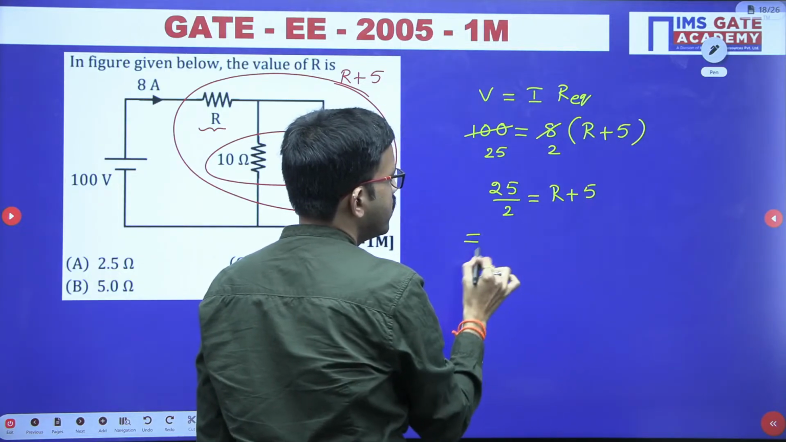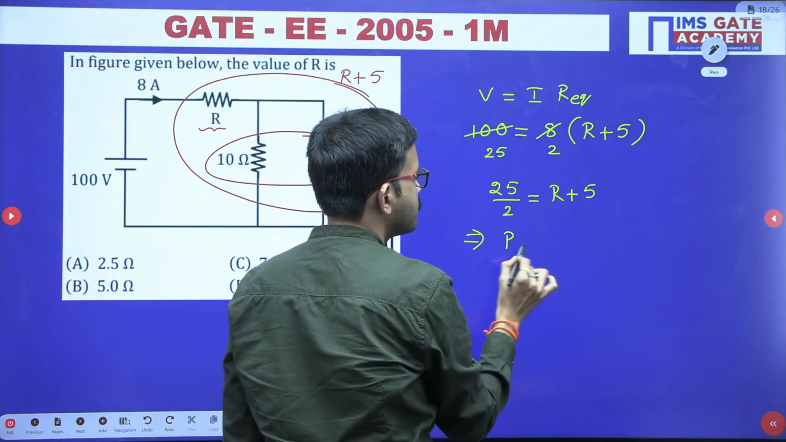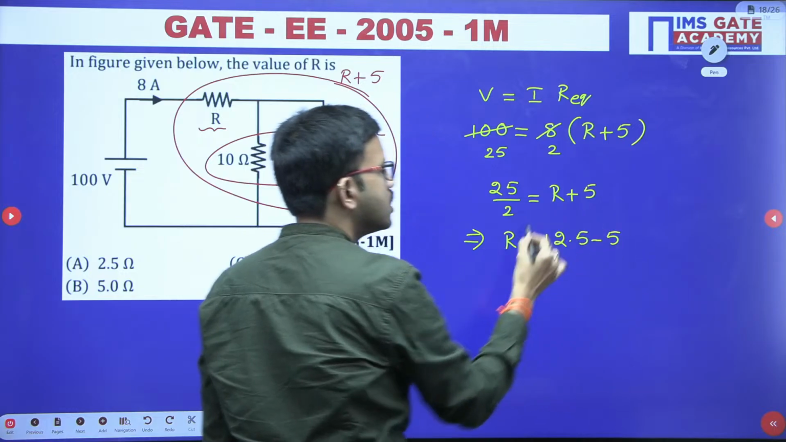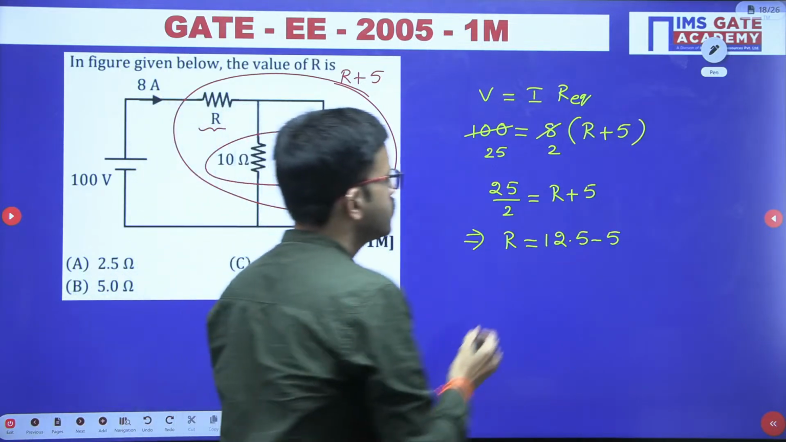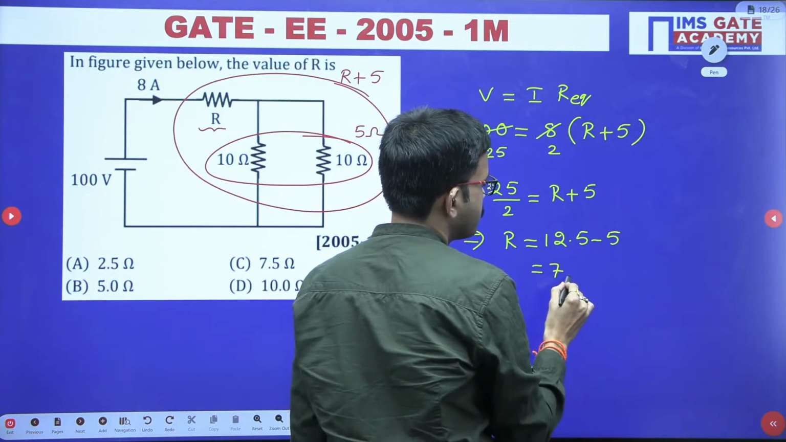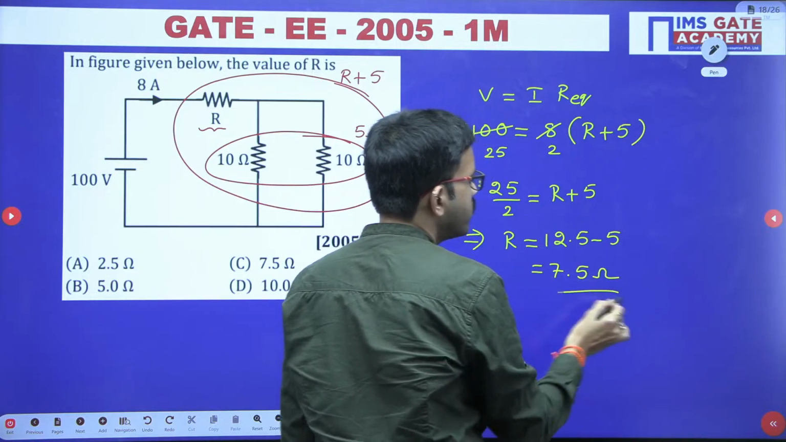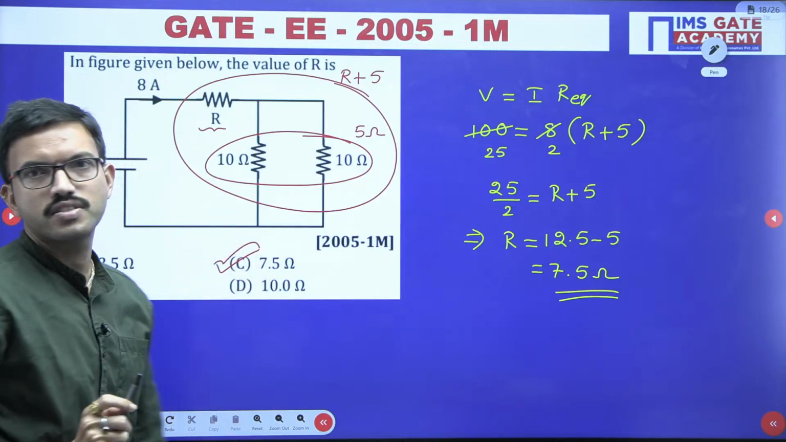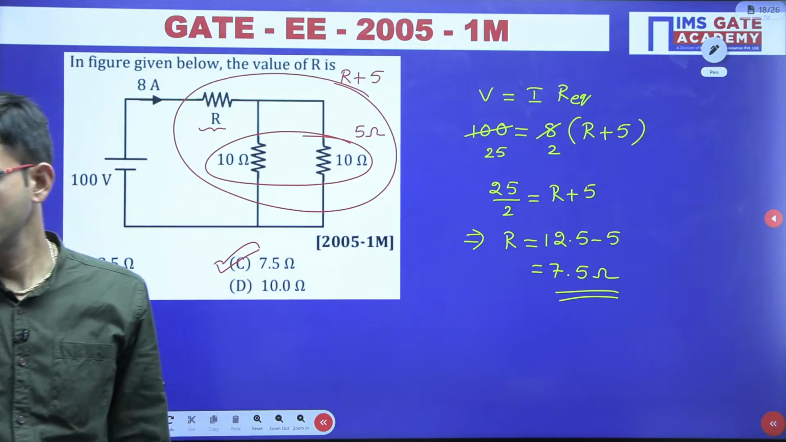So 25 by 2 is nothing but 12.5. 12.5 minus 5, that is nothing but the R value, right? Which is 7.5. So R value is 7.5 ohm. That means option C is the correct answer. Option C is the correct answer.